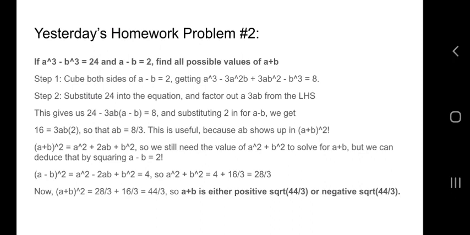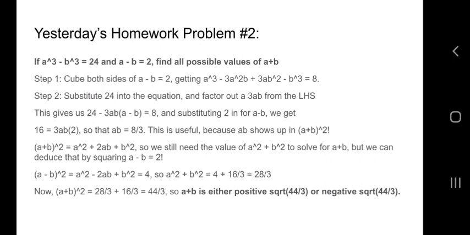Now earlier we cubed this, right? We cubed a minus b equals 2. We cubed both sides. Now we're going to square both sides. And it turns out that that's going to be useful. So if we square both sides, on the left we get a squared minus 2ab plus b squared, and on the right we get 4.